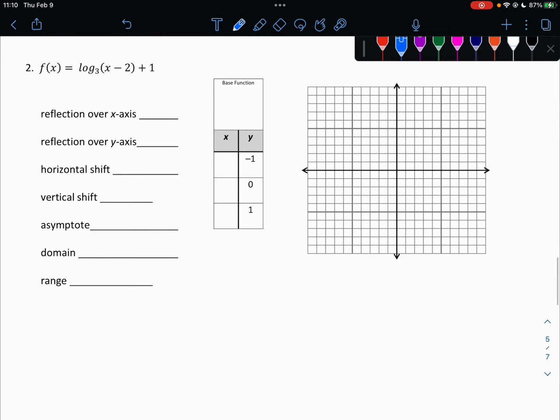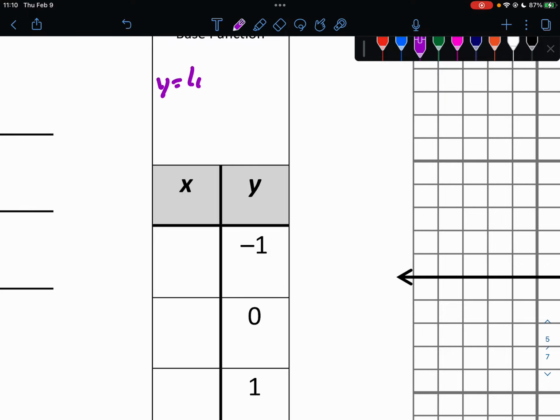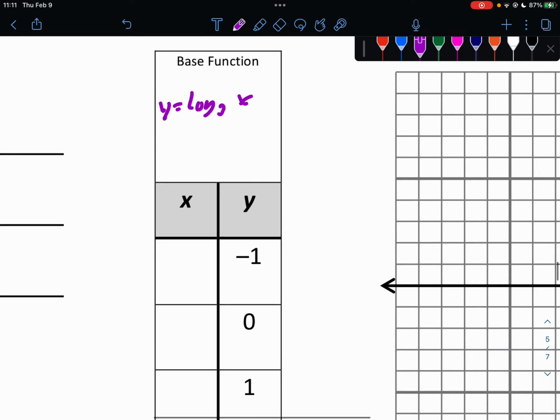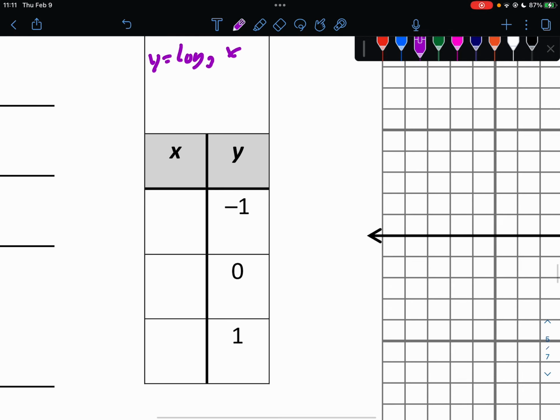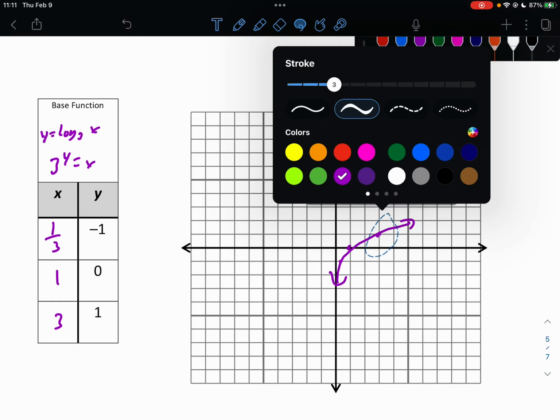Second one, my base function is y equals log base 3 of x. So that could be written as 3 to the y equals x. So it'd be 1/3, 1, and 3. Let's plot those: (1/3, negative 1), (1, 0), and (3, 1). There's my parent function here.